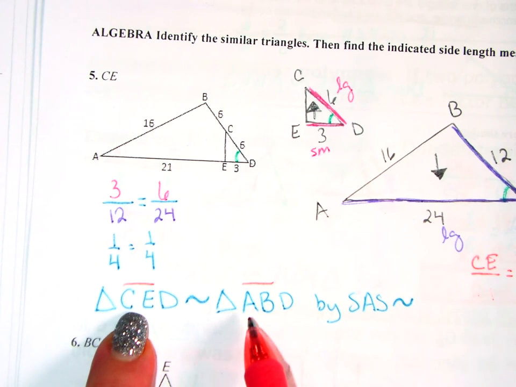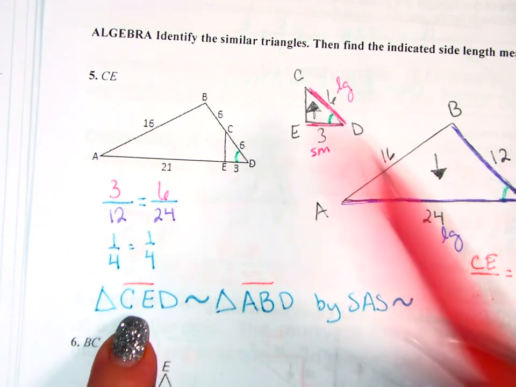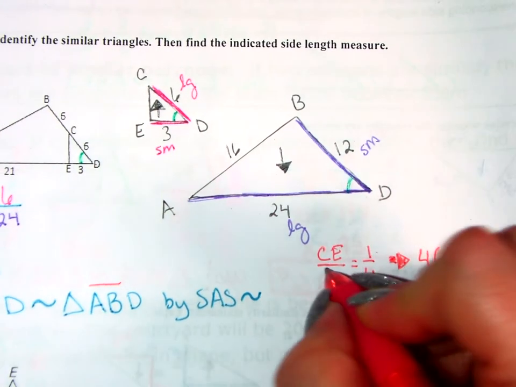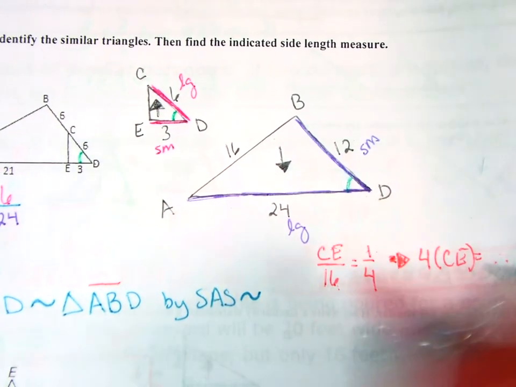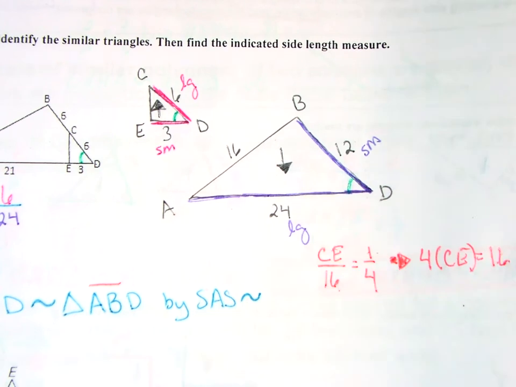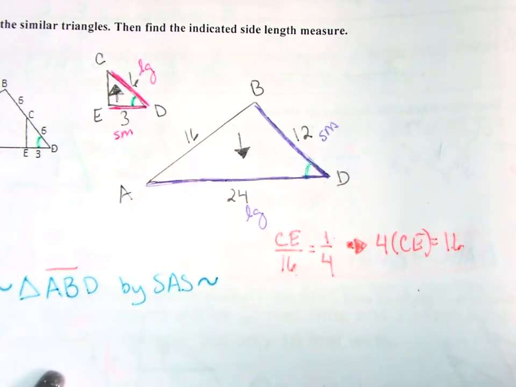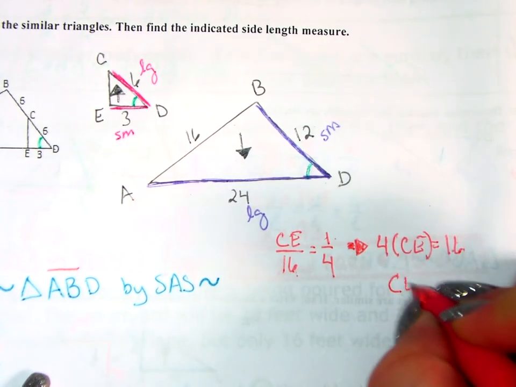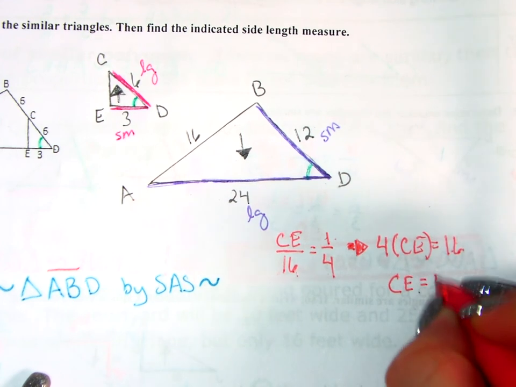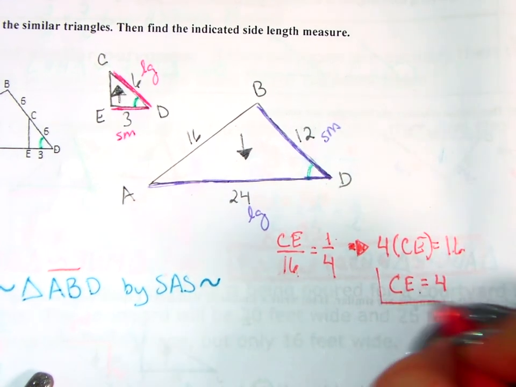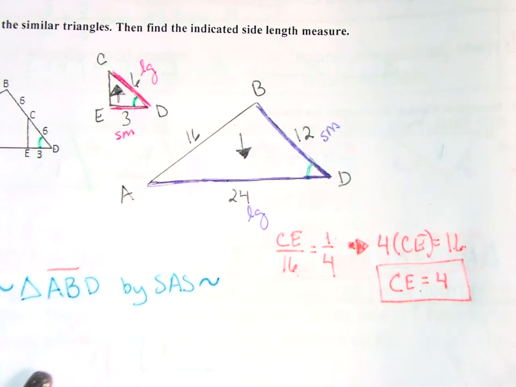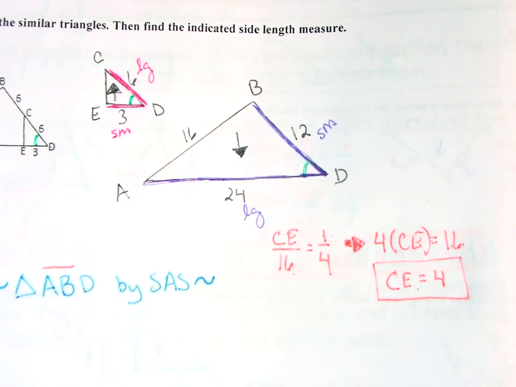CE, come back over here. CE matches with AB, the 16, not the 24. 1 times 16 is 16. So then we divide, division property of equality. How big is CE? It's 4. We don't know our units. You can write the word unit after it if you want to. 4 units.